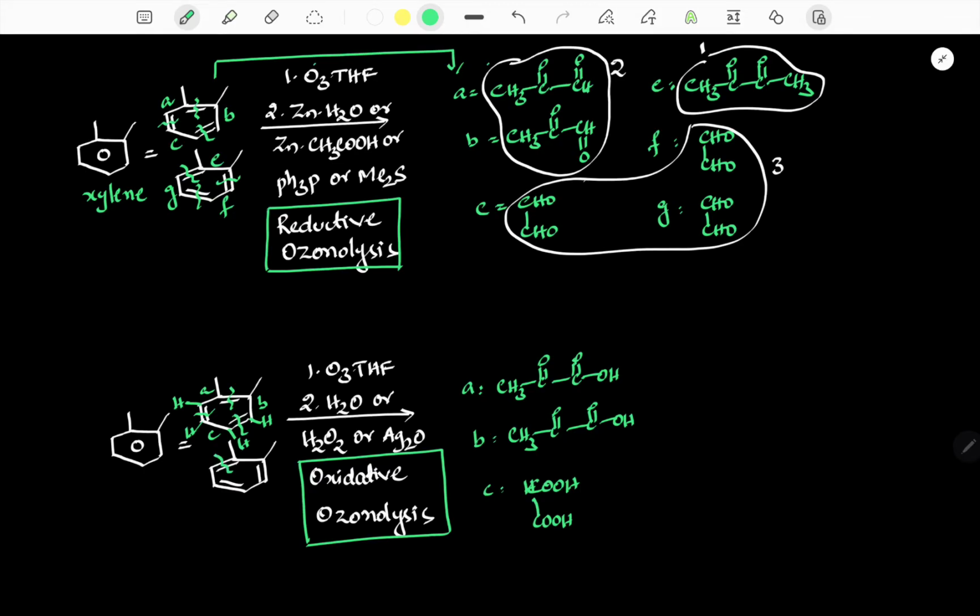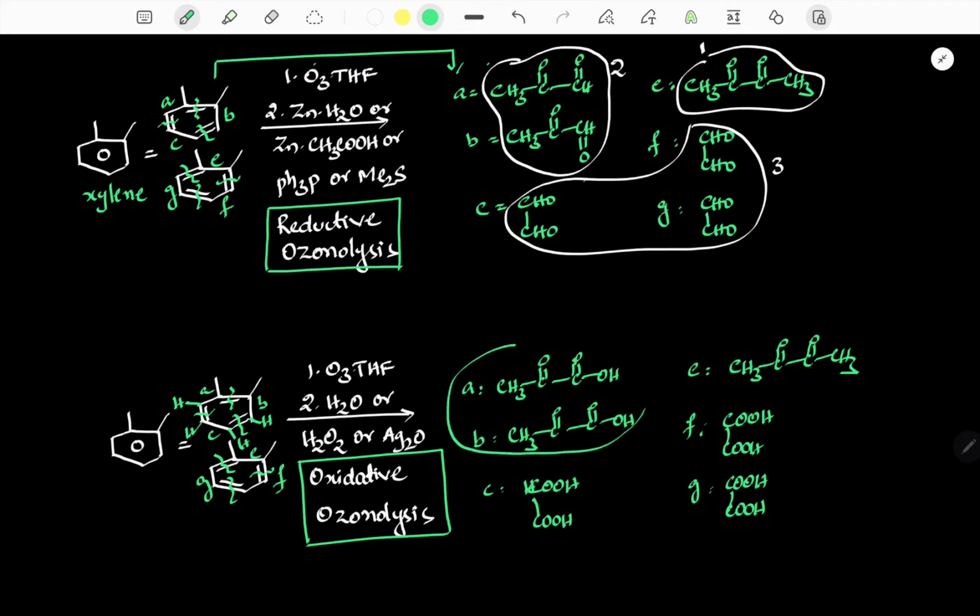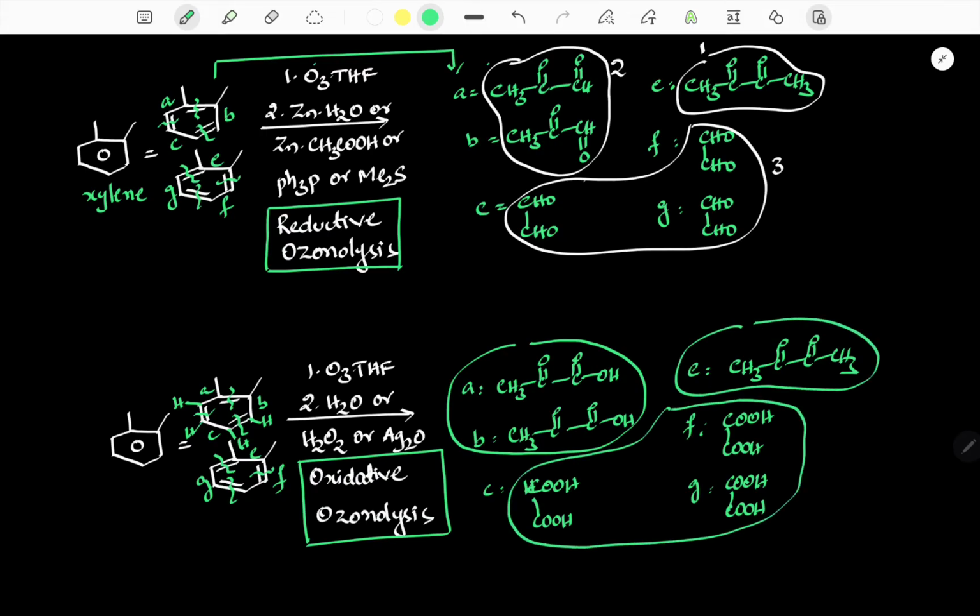Similarly, in the second molecule also we have to consider ozonolysis. Suppose it is E, F, G. Structure of E: CH3, C double bond O, C double bond O, CH3. Structure of F: COOH, COOH. Structure of G: COOH, COOH. So in this case also we are getting 2 moles of this type of compound, 1 mole of this type of compound and 3 moles of oxalic acid. 3 moles, 2 moles, 1 mole.